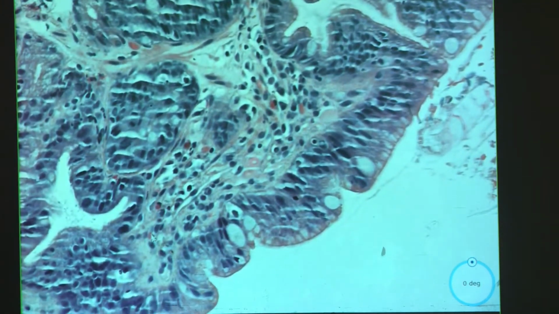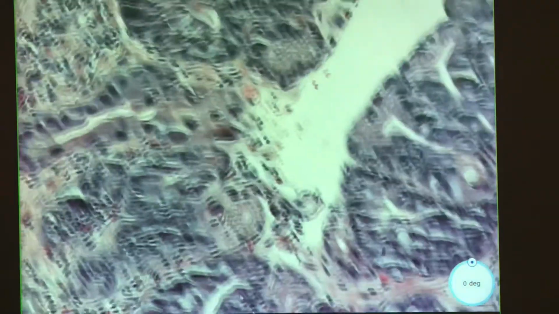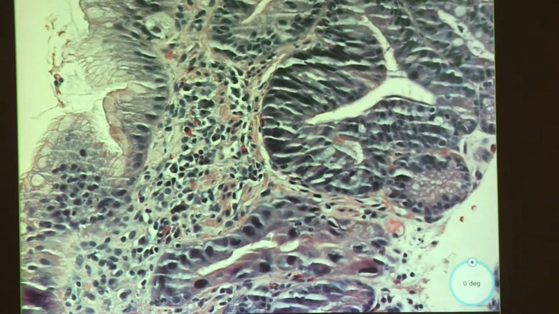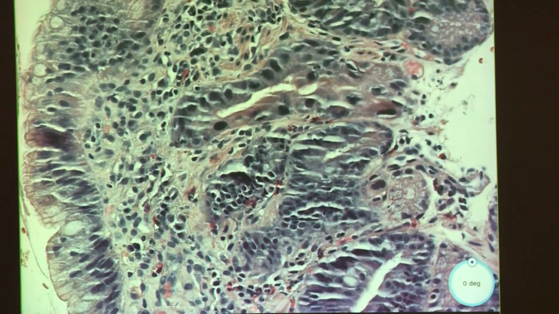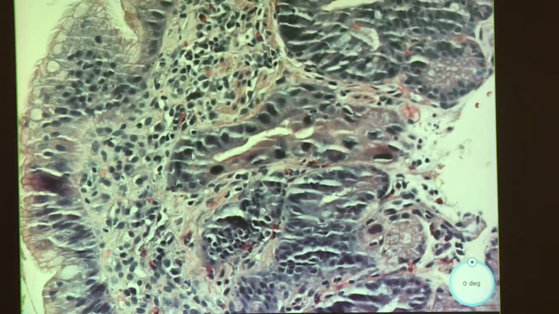Stroma. Like inflammatory cells, plasma cells. So a little wrapped up, probably. Maybe a little revved up.